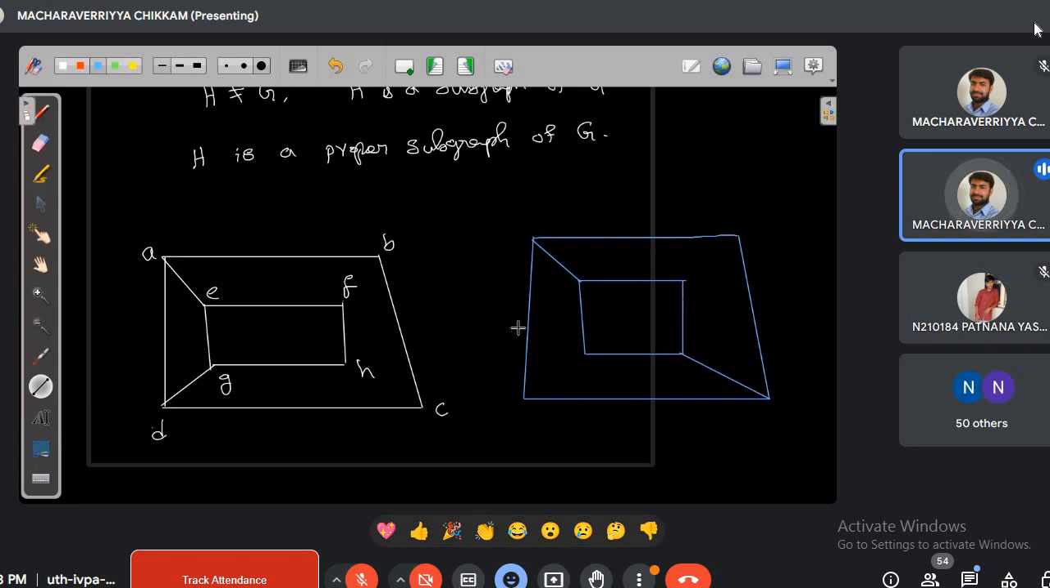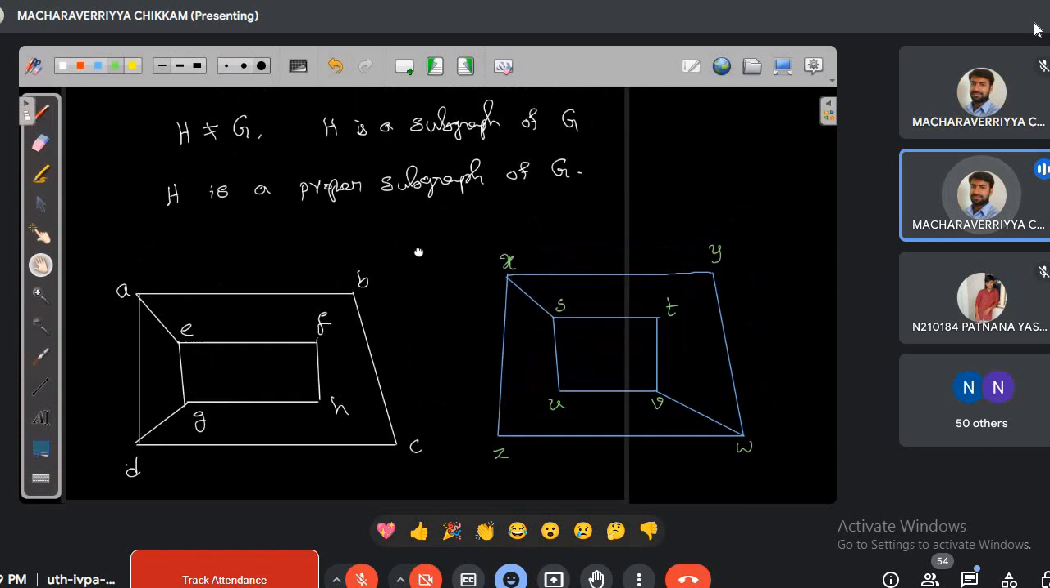So this is one more graph I'm taking. Here the vertices are named, okay, capital A. Let me name it with capital A, or we can go with X, Y, Z, W, and S, T, U, V. Okay, so these are the vertices we are taking.